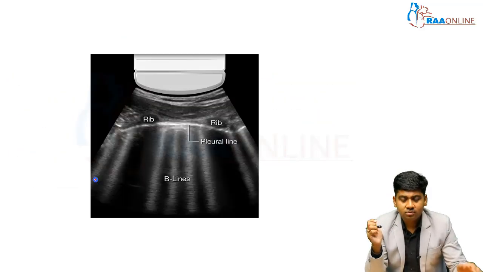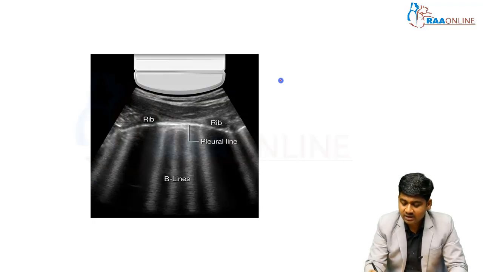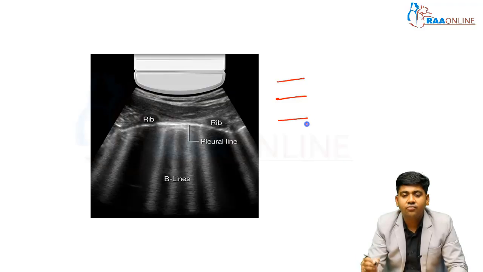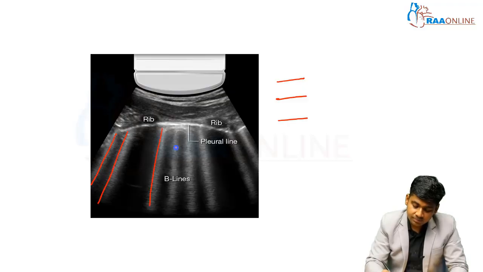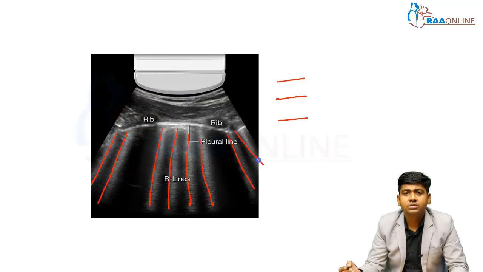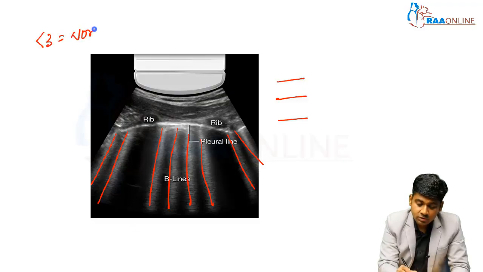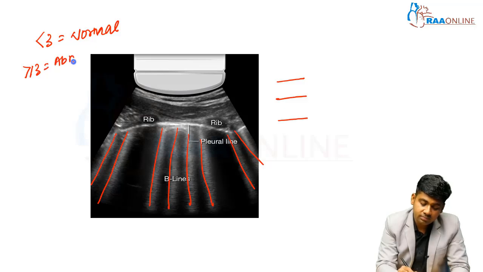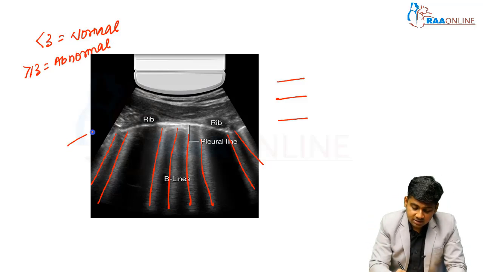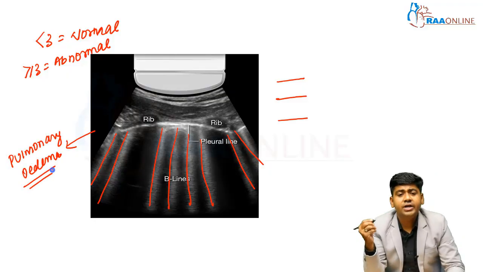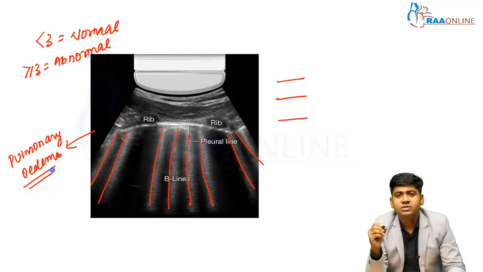Coming to B lines. So here you can see whenever we are putting a probe, we can see A lines are transverse lines, equidistant lines, and generally fade with the depth. But here you can see different vertical waves. We can see the vertical waves. Less than 3 is normal. More than or equal to 3 is always abnormal. So what does it signify? Pulmonary edema. Whenever getting B lines on the ultrasound, it is always abnormal, and it signifies pulmonary edema.